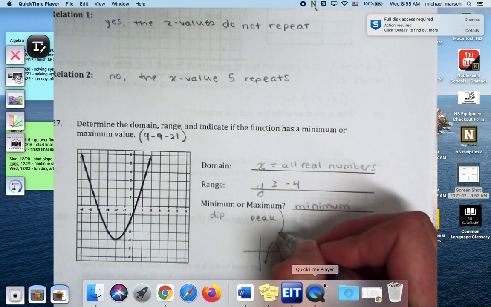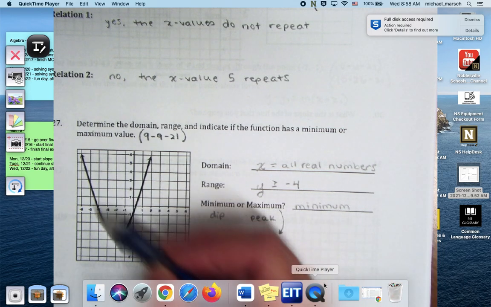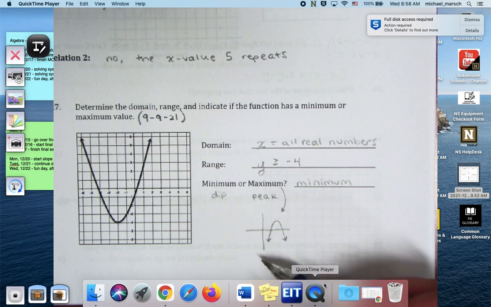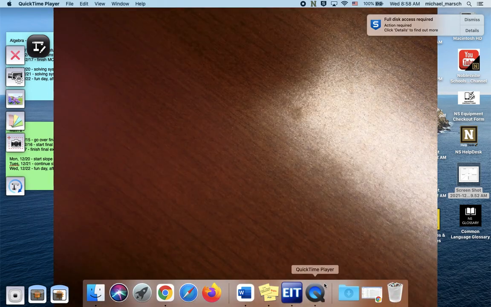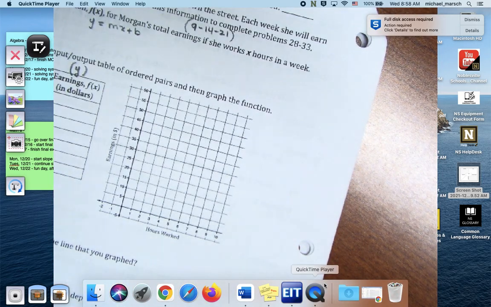That would be a maximum. Okay, so the dip is the minimum, the maximum has a peak. All right, slow and steady, here we go. You guys are doing great, don't give up.